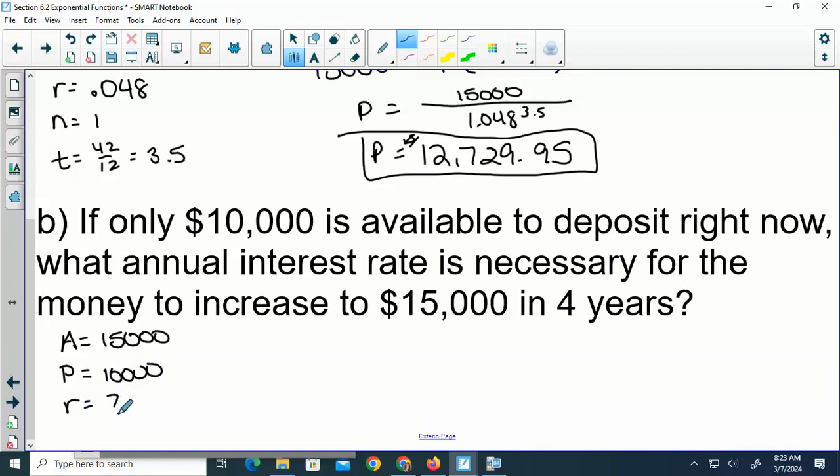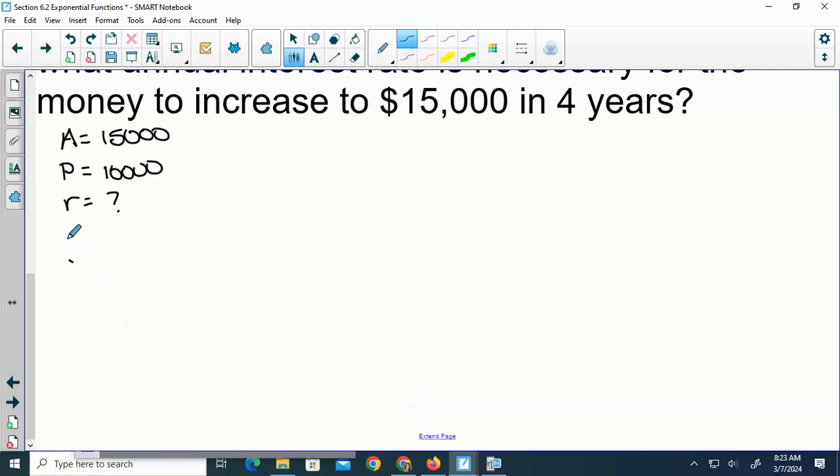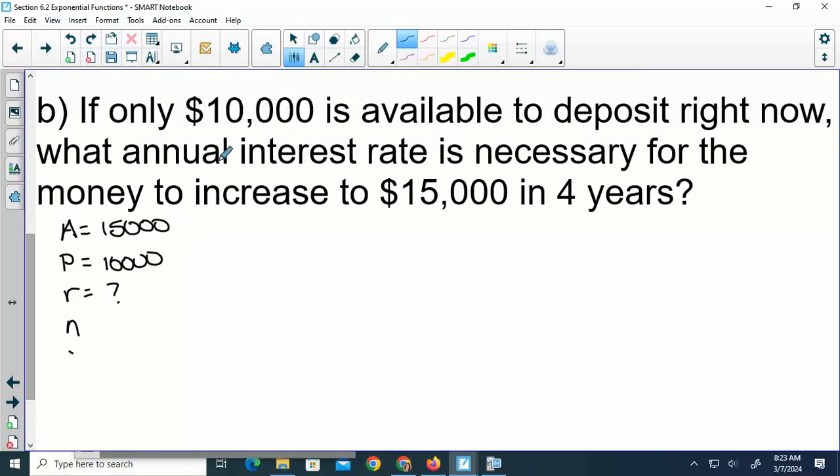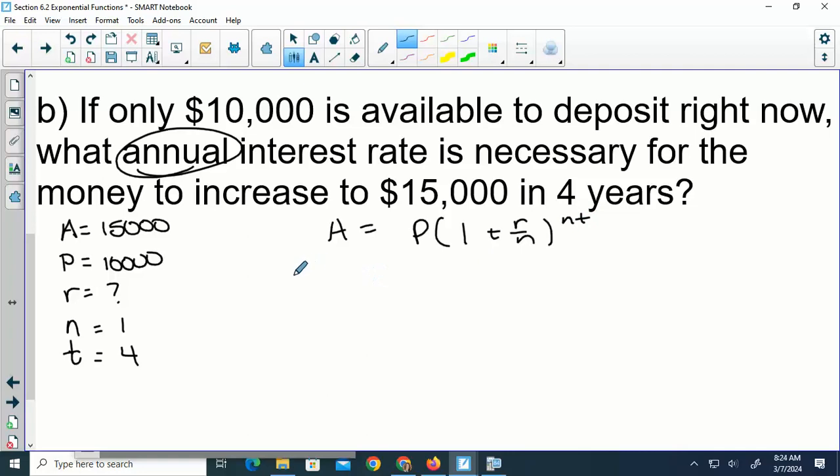R, this time we are trying to find this interest rate. N, I still said annual, so my number of times is still 1. What is my time? 4 years. Okay. So my A, 15,000 equals P, 10,000, times 1 plus R over 1 to the 1 times 4 power.